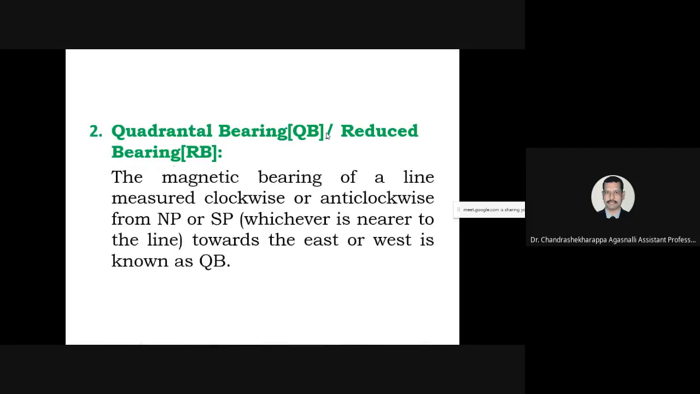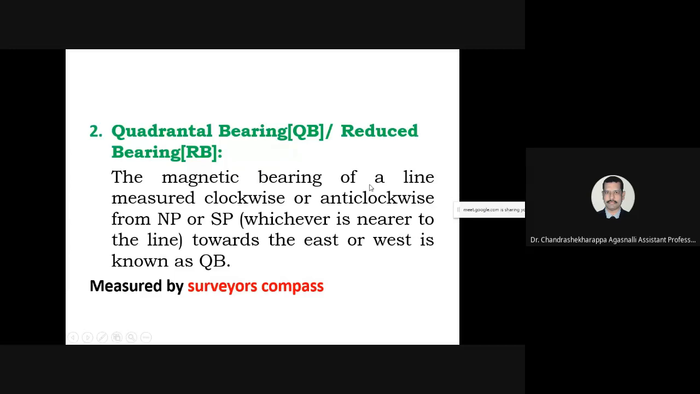This is another one called a quadrantal bearing, or QB. We also call it a reduced bearing. It is the magnetic bearing of a line measured clockwise or anti-clockwise from north or south, whichever is nearer to the line, towards the east or west. As I told you, northeast, southwest, northwest, southeast. If your line is here and it is northeast, the other end will be southwest. If it is northwest here, it will automatically be southeast. That is called a quadrantal bearing.